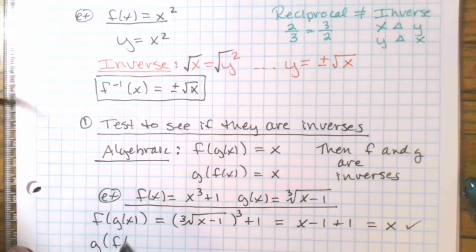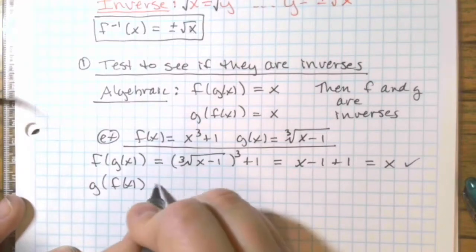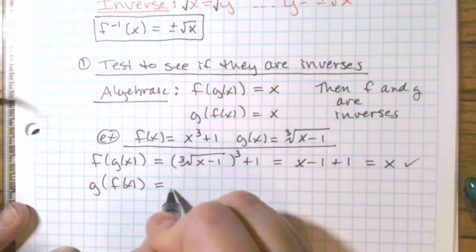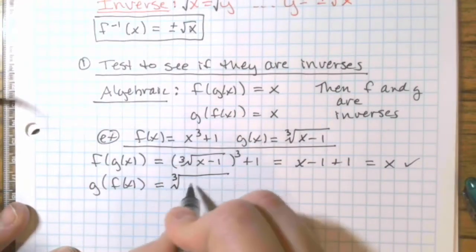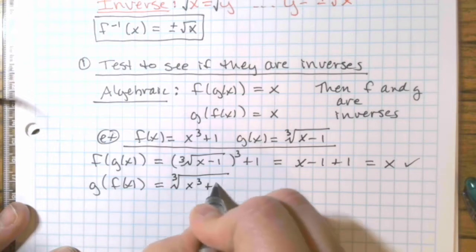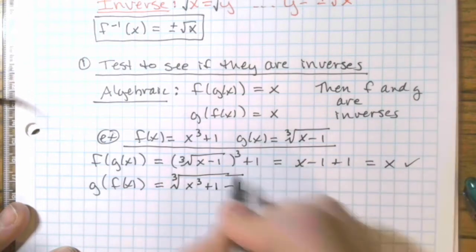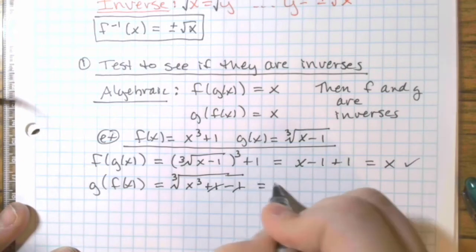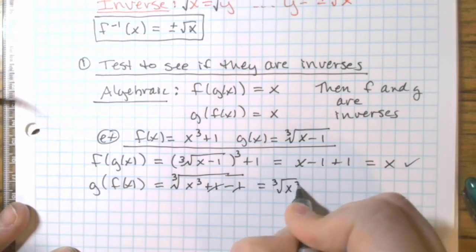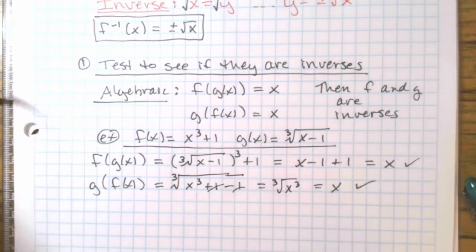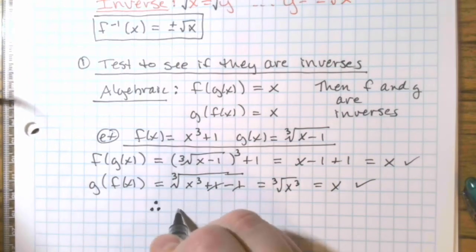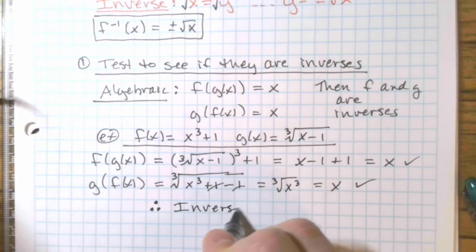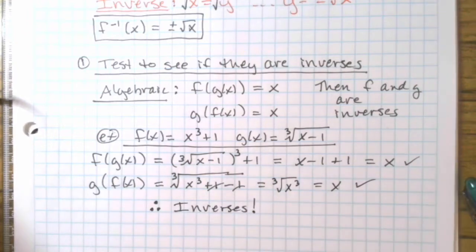So now we're going to do g of f of x and see if that works. So f will go into g, so we will have the cube root of x cubed plus 1 minus 1, which of course go to 0. So the cube root of x cubed is also x. Because both of them resulted in an x, we can say therefore they are inverses. Okay, so that's the algebraic test to see if they're inverses.